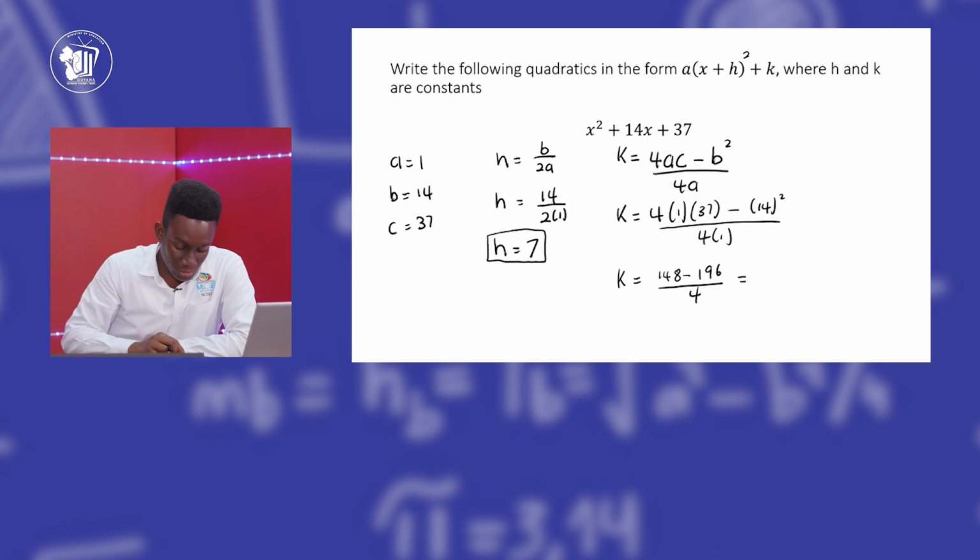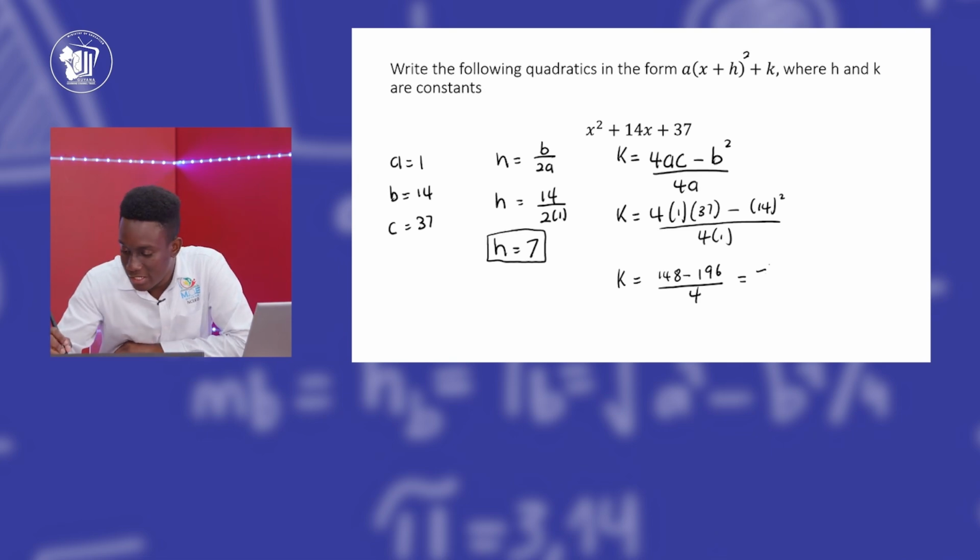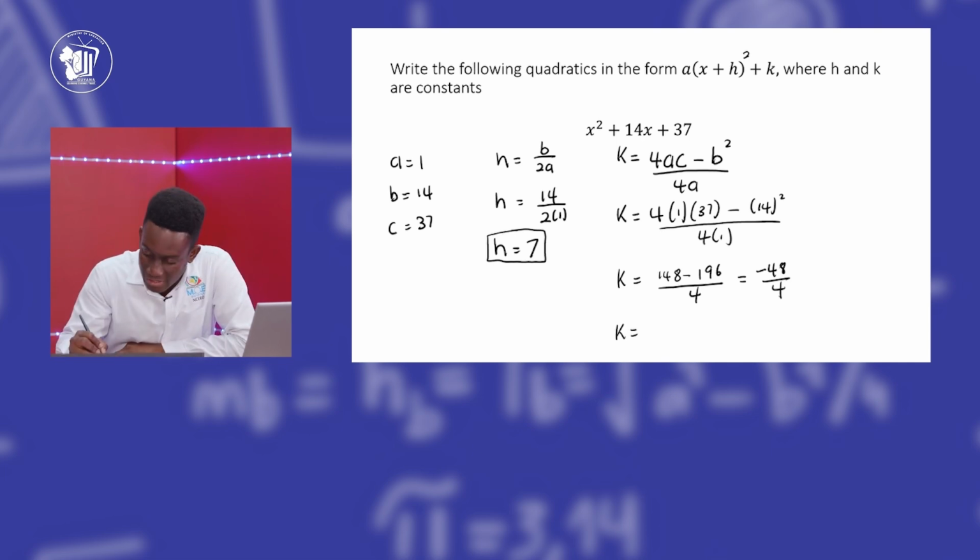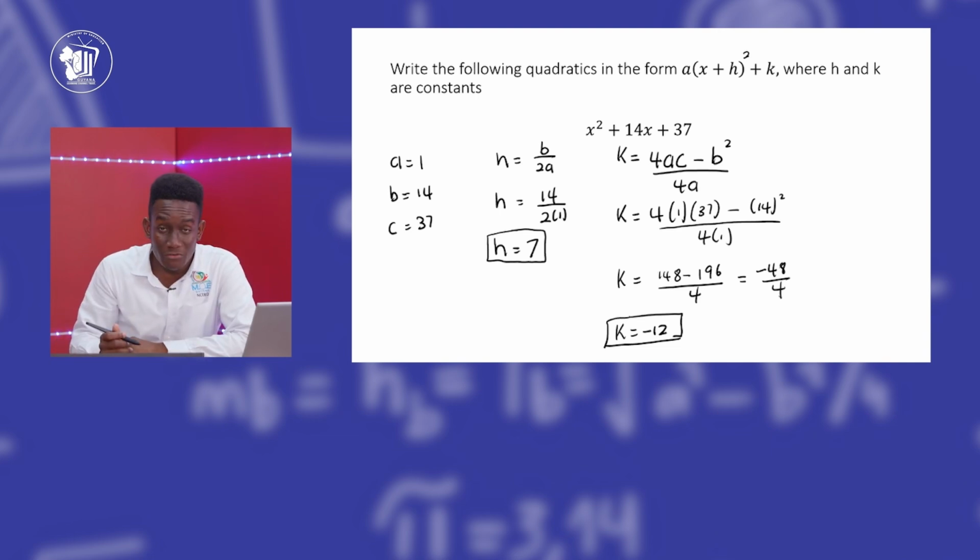Hence k would be equal to 148 minus 196. So 148 subtract 196 would give us a negative 48. So negative 48 divided by 4 would give us a value of k being equal to a negative 12. So our value of k is equal to a negative 12. So we have our value for h and we have our value for k. Now let's use these values and write it in the form that we wanted.